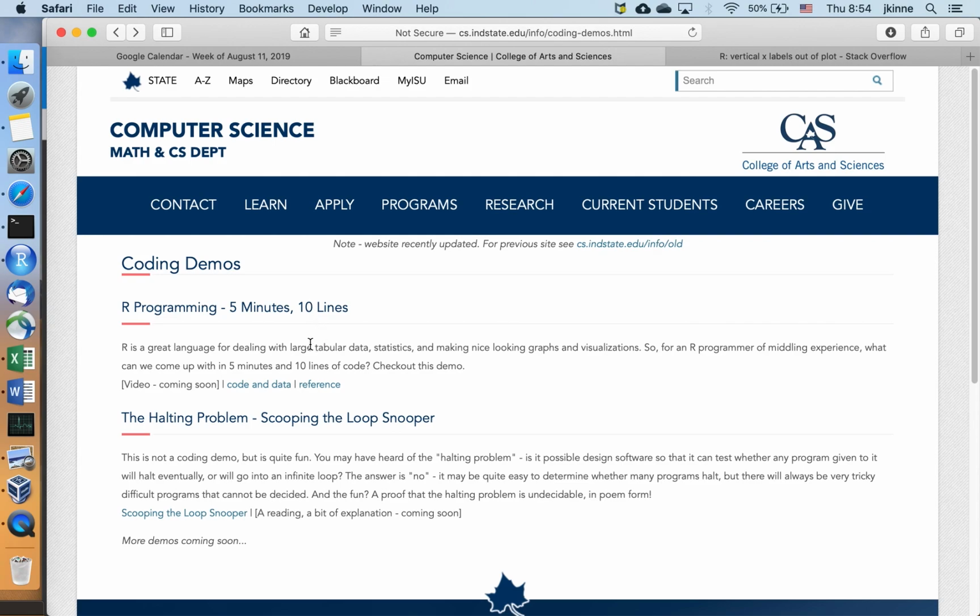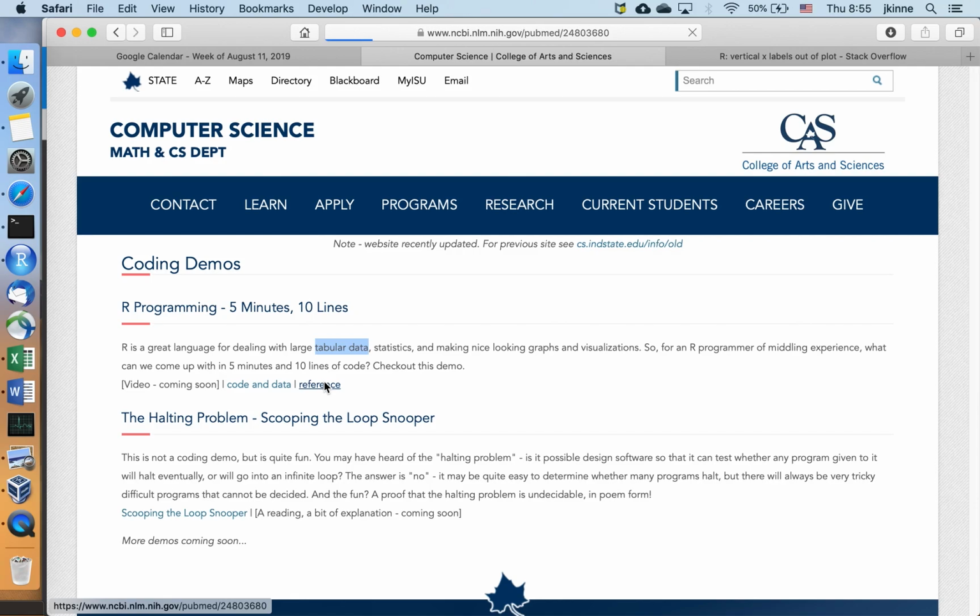R is a really good language for dealing with tabular data. So think of things that you would open in Excel, but we can handle lots of it, and do nice statistics and make nice looking graphs and visualizations. I just want to see what we can do with 5 minutes of coding and 10 lines. But first I want to introduce the data to you and where it comes from.